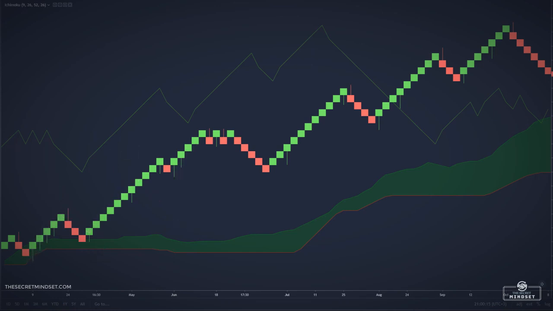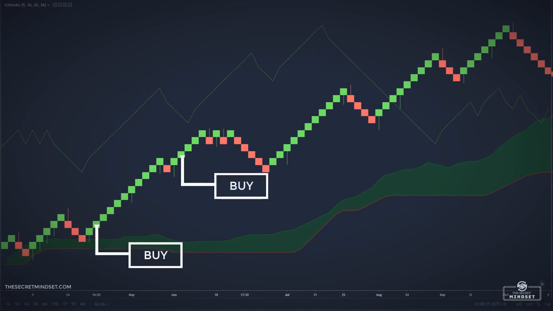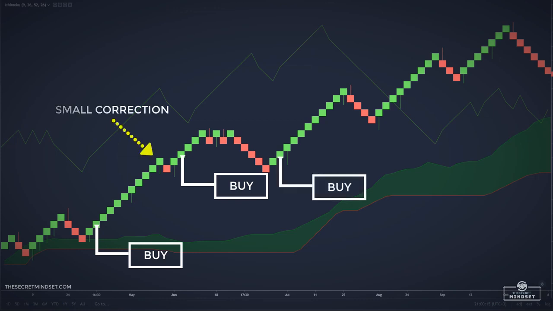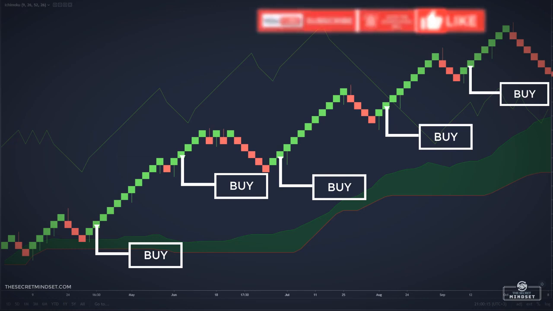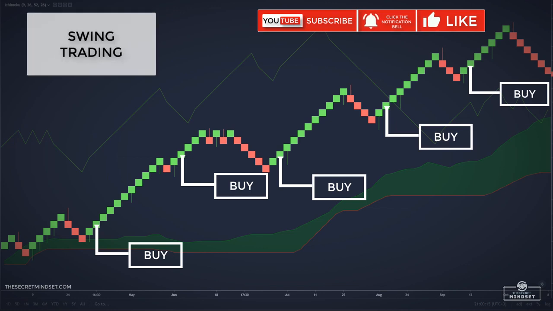There are many long opportunities here. A possible entry around here. Another one here. Riskier because the market hasn't corrected much. Another one here, right about the previous support level, also confirmed by the lagging span. Another entry here, after the market found support from the previous breakout level. And another one here, after a small pullback. Remember that these are 100-point bricks, so this is similar to a swing trading style.